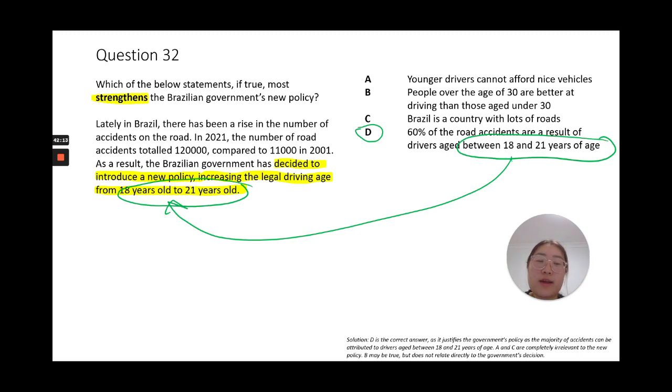If a lot of drivers are aged between the limits that have been mentioned in the question, that directly supports why the Brazilian government might want to up the age limit so that everyone under that age won't be able to drive. Hence, road accidents would become more rare, okay, we'll have less. So that links to this, the road accidents, which is the whole purpose of this policy. So D is the answer here.